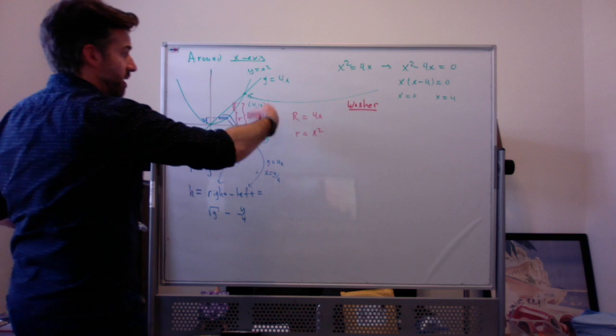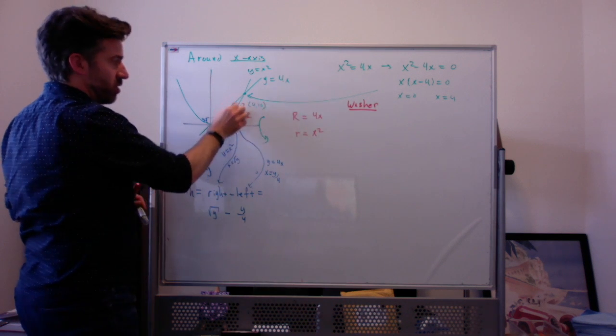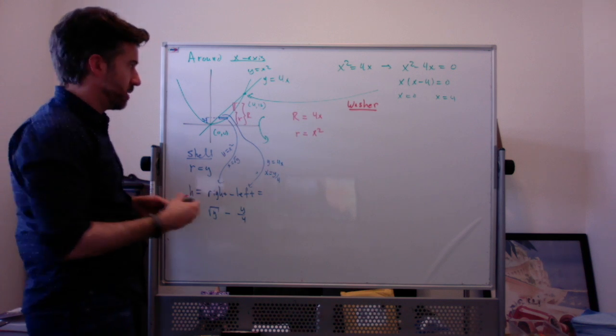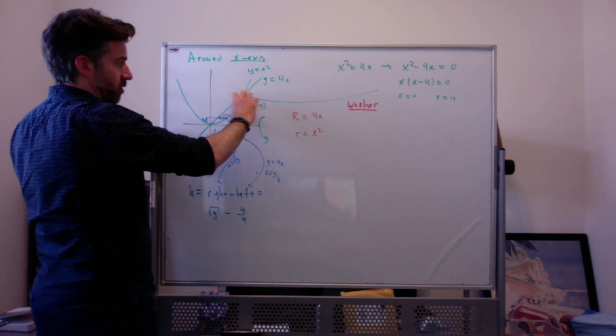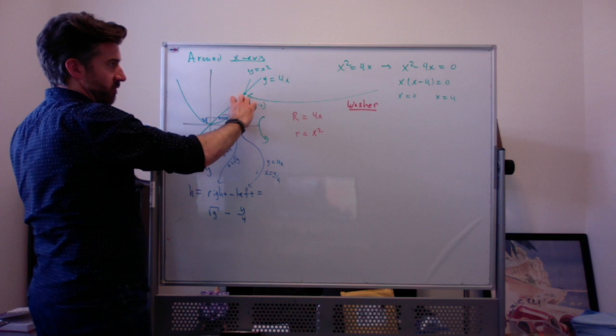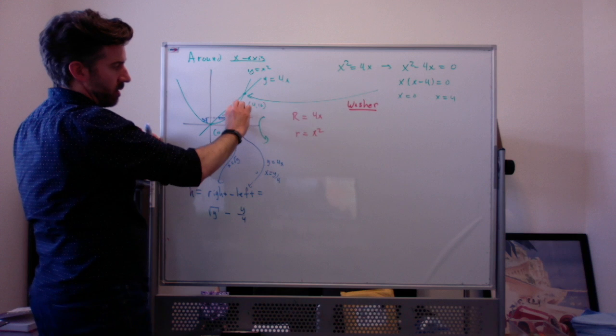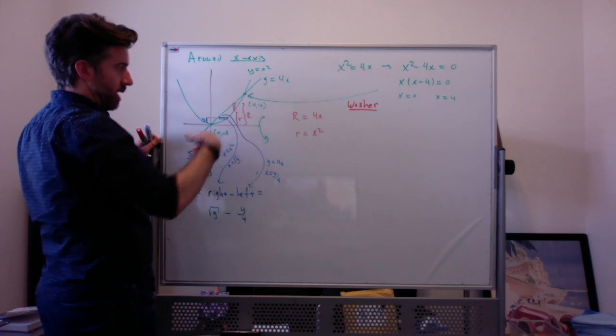If I'm going around the x-axis, my strip has to be vertical because it has to be perpendicular to the axis of rotation. So my strip being vertical, my large radius is the function that's further away, which is y equals 4x. My small radius is the function that's closer, which is y equals x squared.